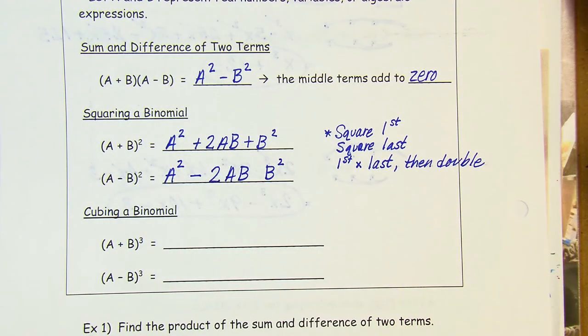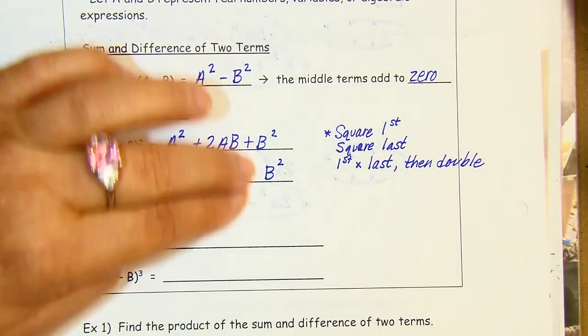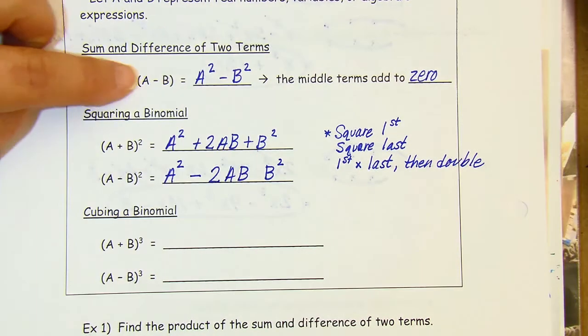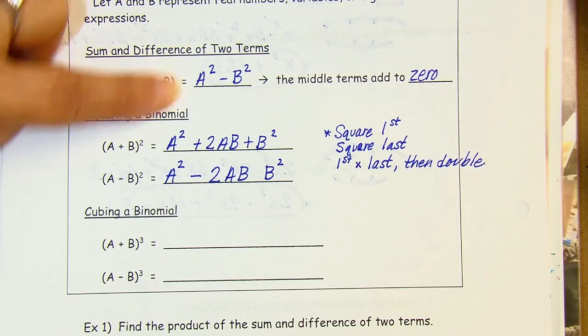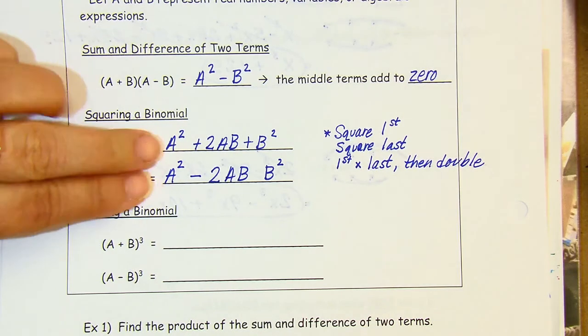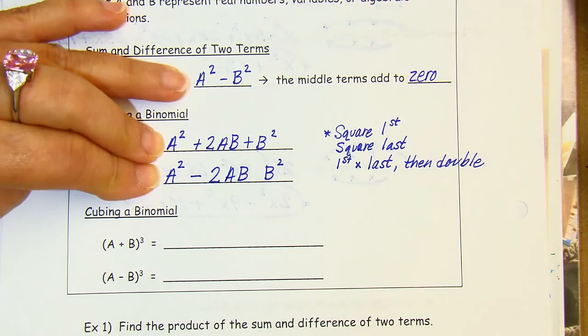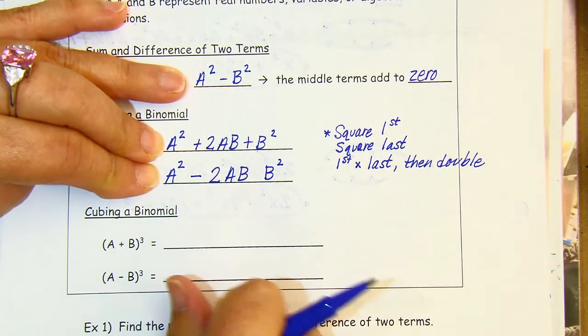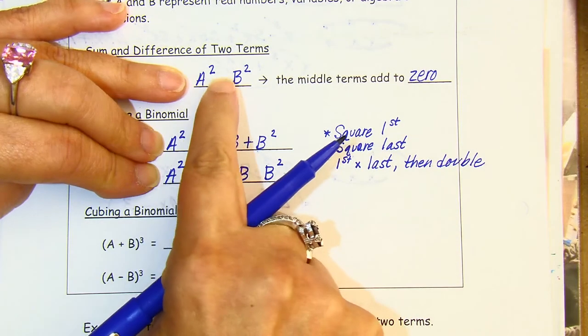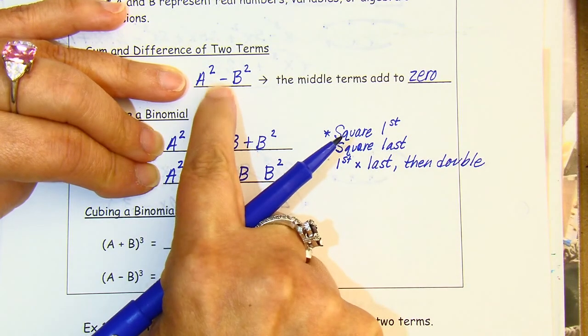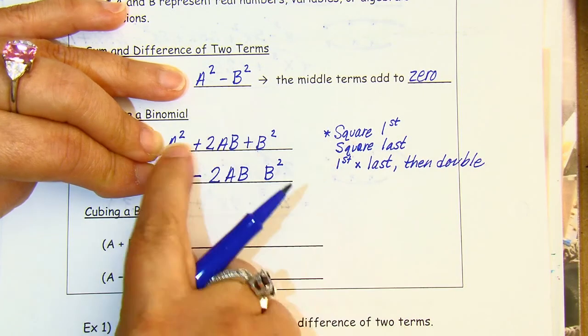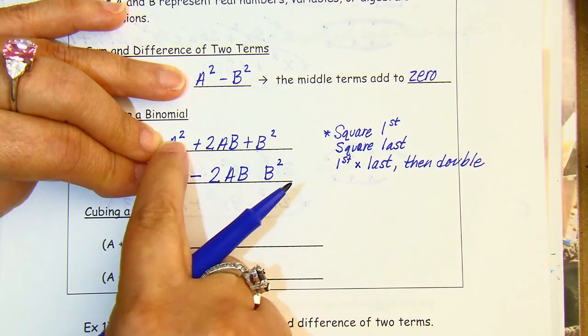During a test or a quiz, I would have these models up for you. I just don't give you this part, okay? That part would be hidden. I would just give you this. So you should be able to look at this and say, oh, that's what you get when you multiply sum and difference of terms, or those conjugates. This is how you square a binomial. I mean, look at the leader. It's being squared.